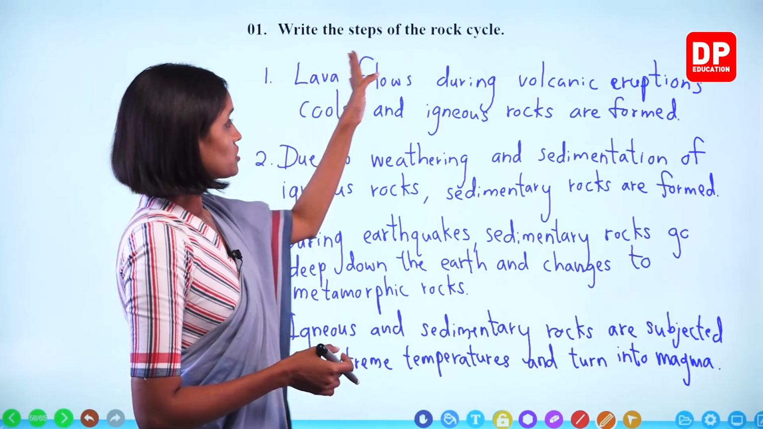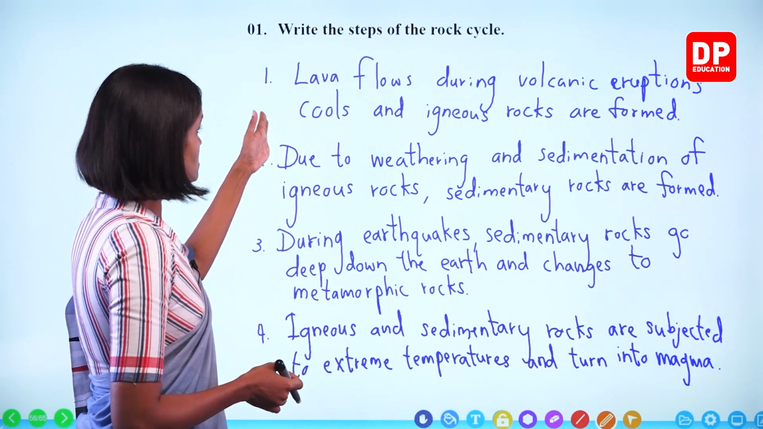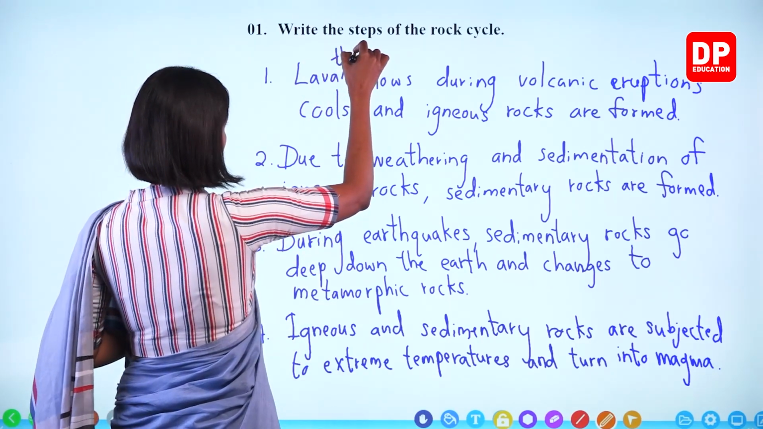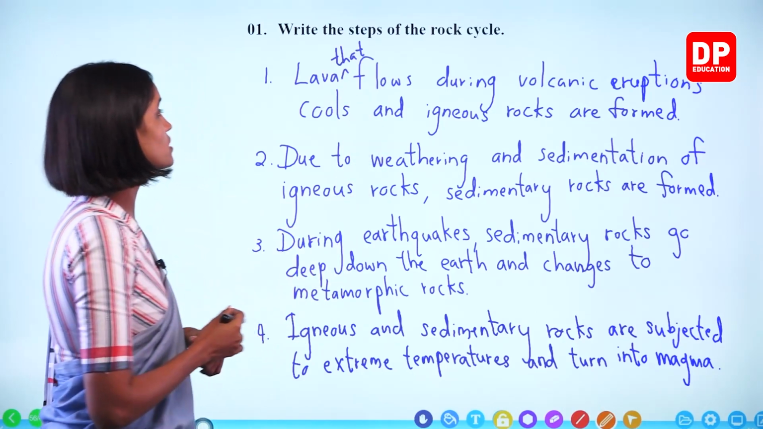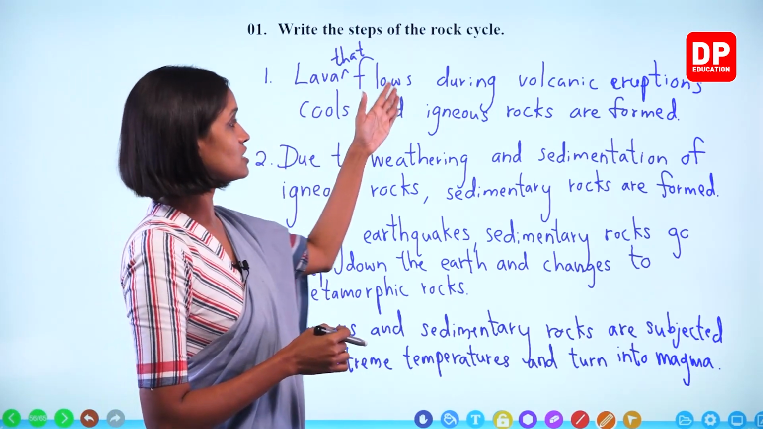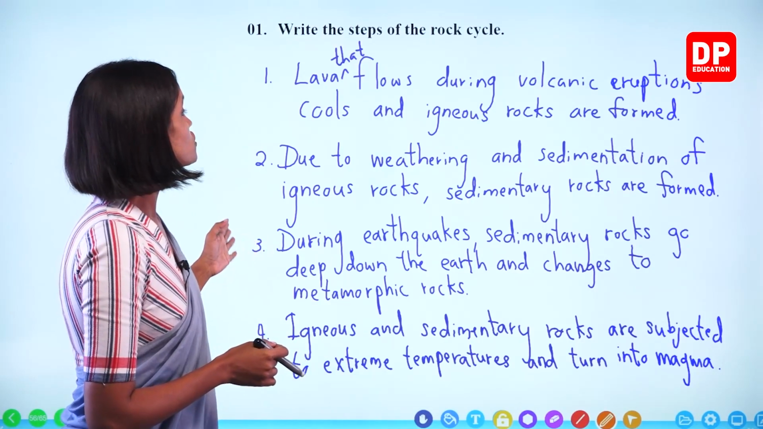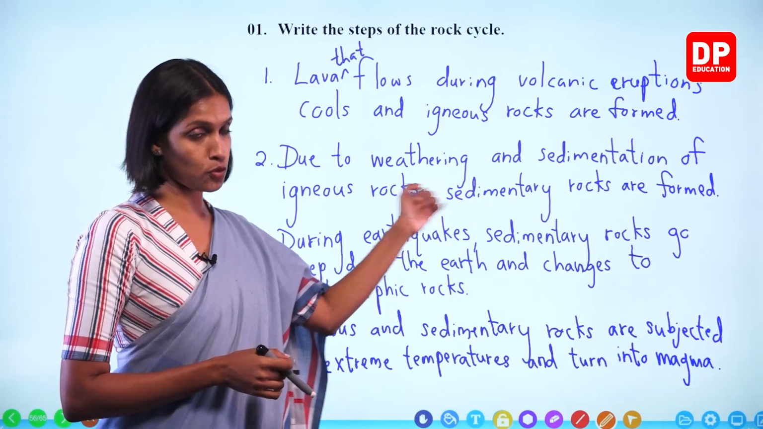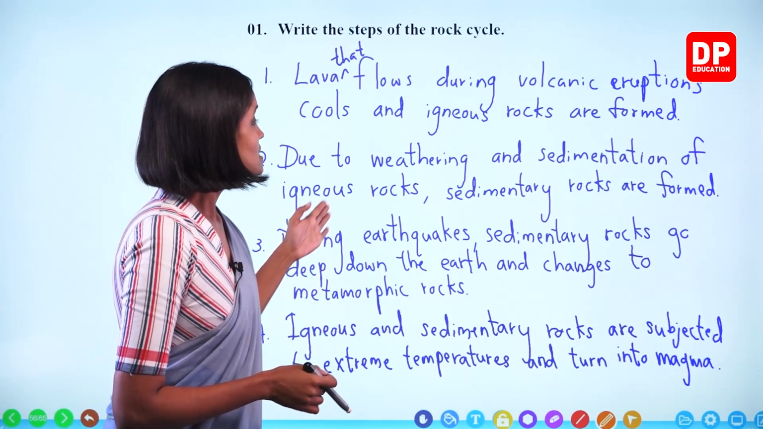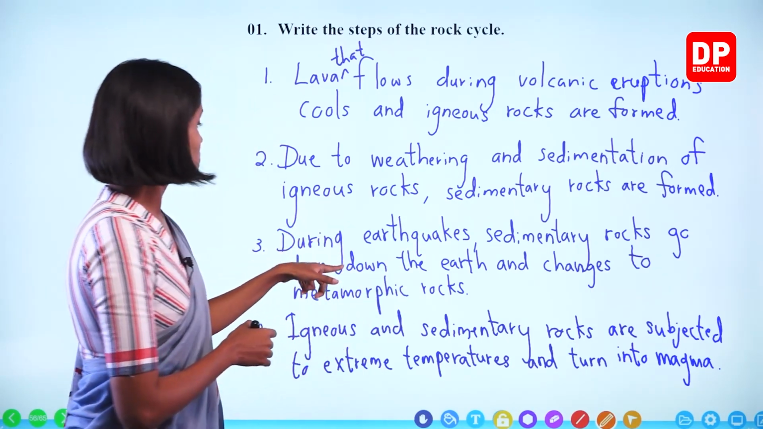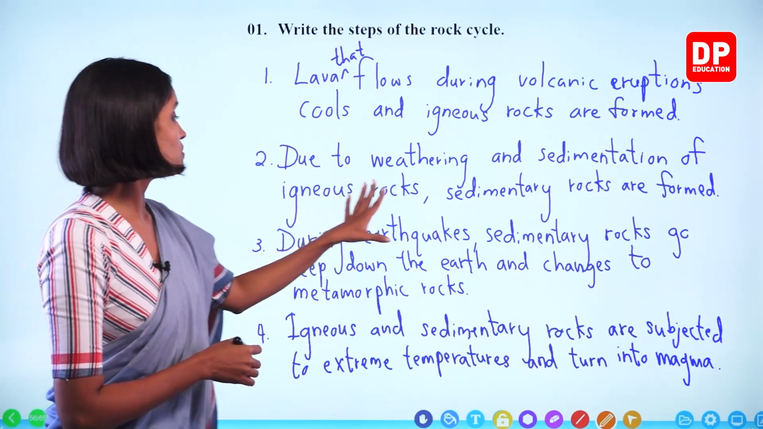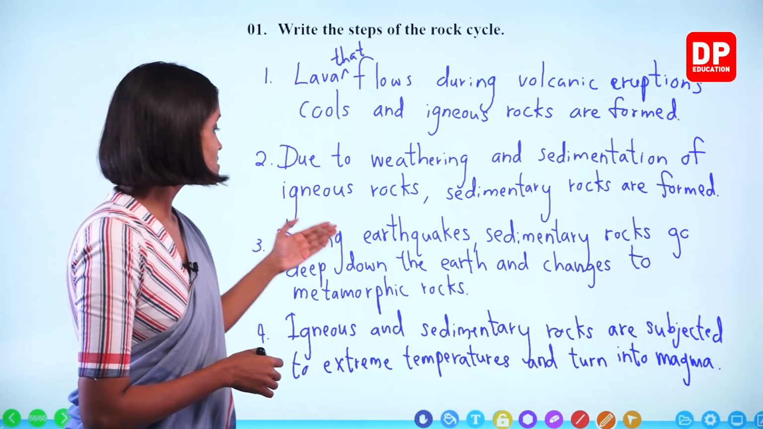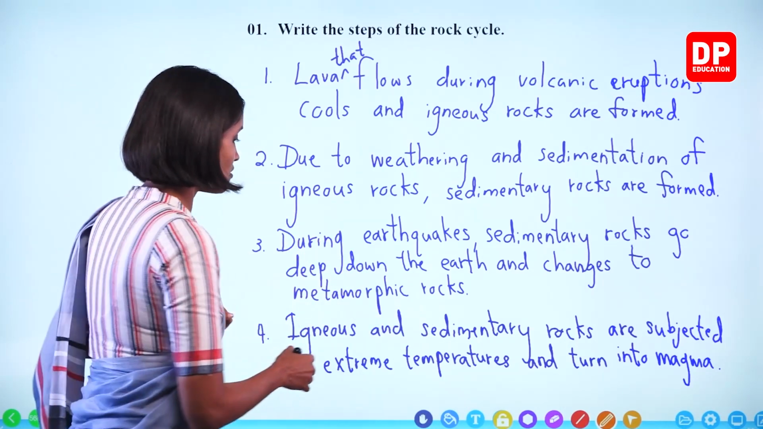Lava that flows during volcanic eruptions cools and igneous rocks are formed, right? Due to weathering and sedimentation of igneous rocks, sedimentary rocks are formed. During earthquakes, sedimentary rocks go deep down the earth and change to metamorphic rocks.